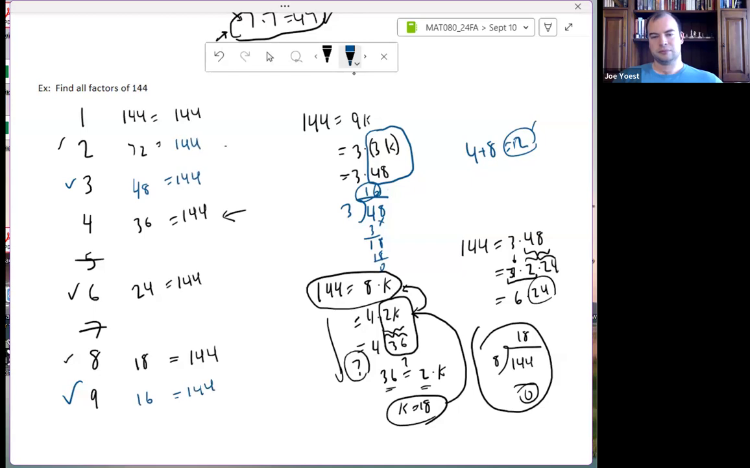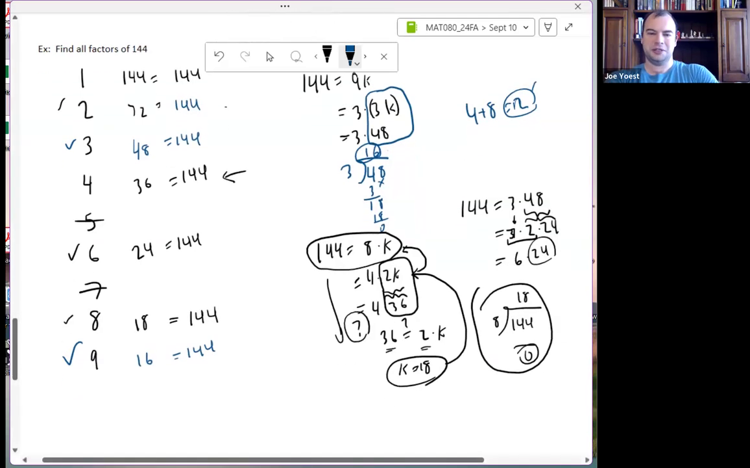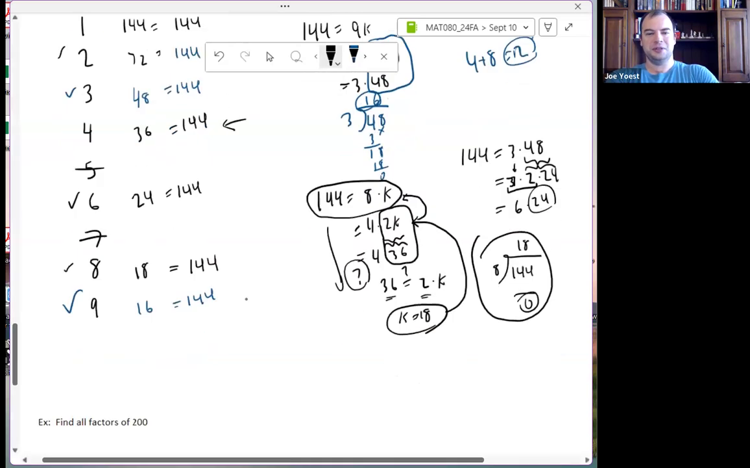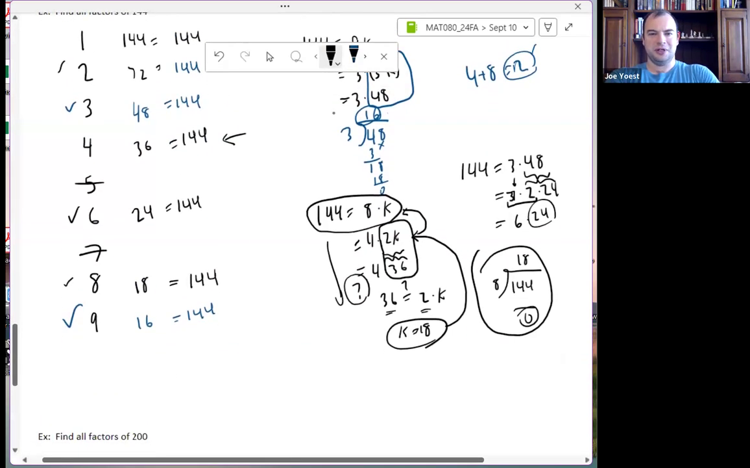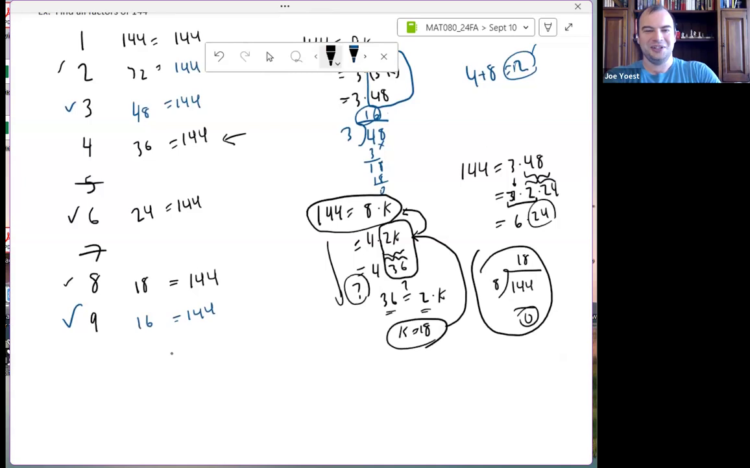So 144 has a lot of factors. Most numbers don't have this many factors. But I picked kind of a challenging one to do. I don't know about you, but it always kind of irked me whenever the instructor would do the easiest problem in class, and then you get to your homework problems and they're 3 times as long. So we picked the challenging one to do in class for practice.